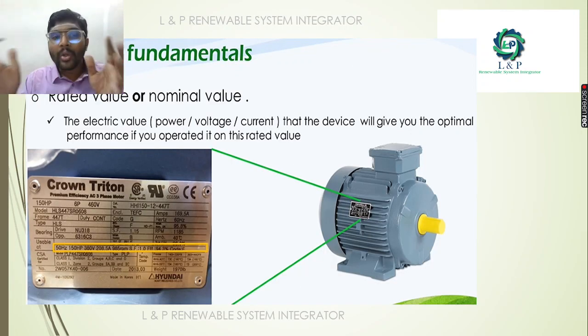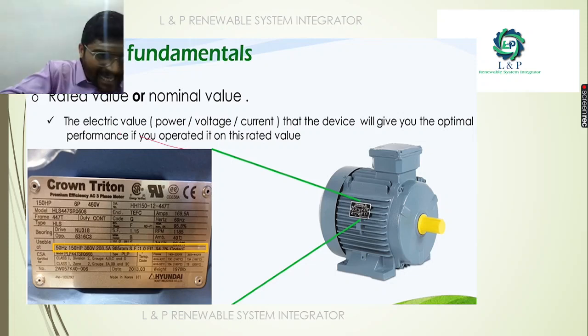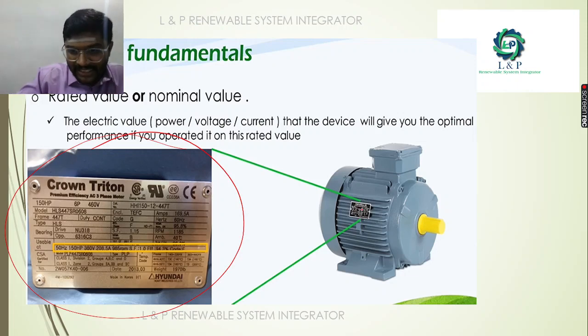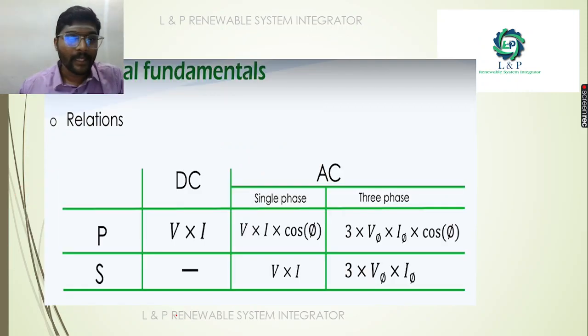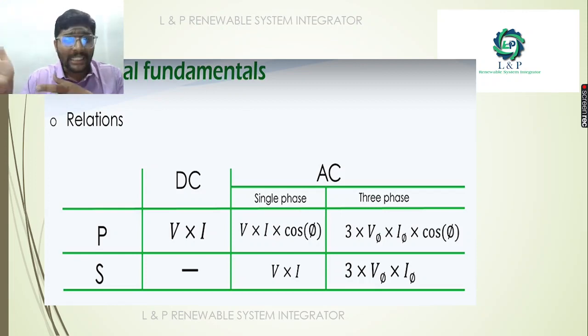If you want to calculate the rated value or the nominal value, you can see the nameplate details of the motor. This is the nameplate. When we expand and view it, you can see the frequency range, the mechanical HP power, the line voltage, the line current, and most importantly the efficiency ranges also.